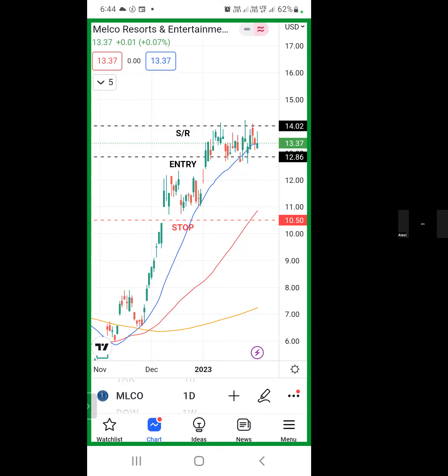So this pattern gives me an indication that it is a trending market. It is a trending stock, and the stock price is generally above these. The other factor is that the highs are higher and higher, and the lows are higher and higher. These different factors tell me that this is a trending market. And so I would be looking for a stop loss at 1050.